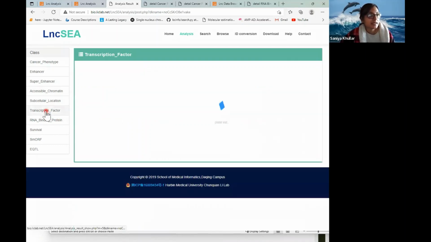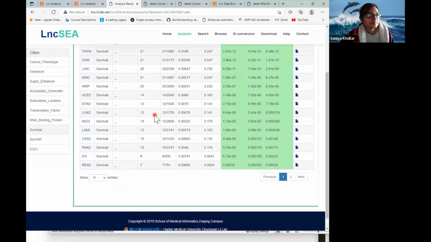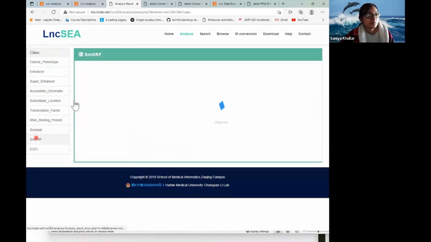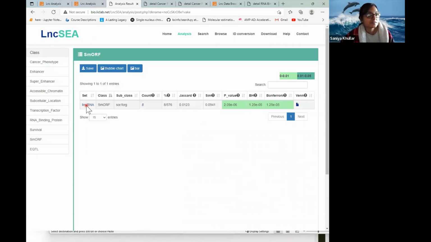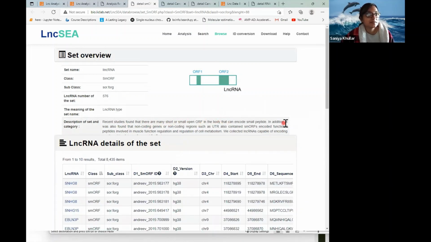We can also look at transcription factors, RNA binding proteins, survival analysis as well. We can look at smORF. Let's see what the smORF looks like. Small open reading frames in the body that can encode small peptides.